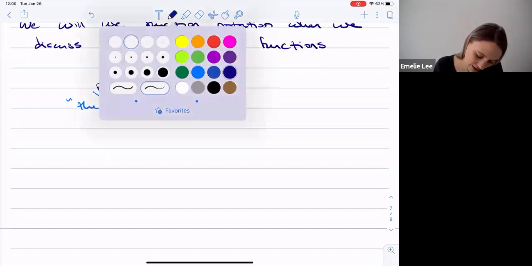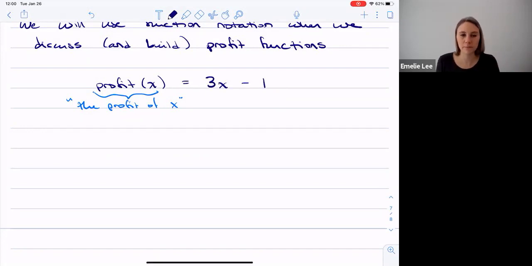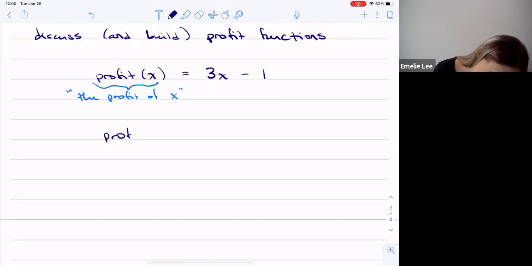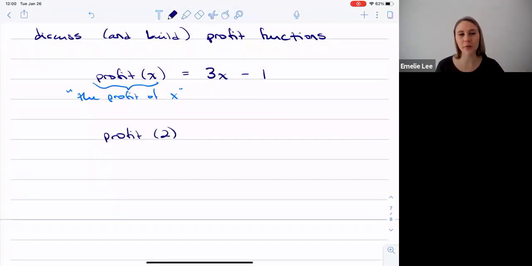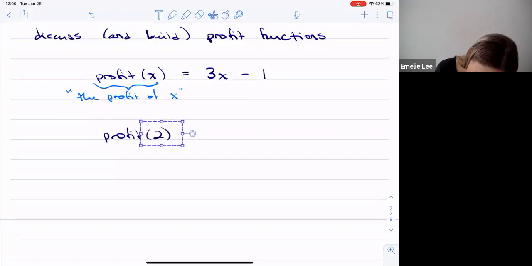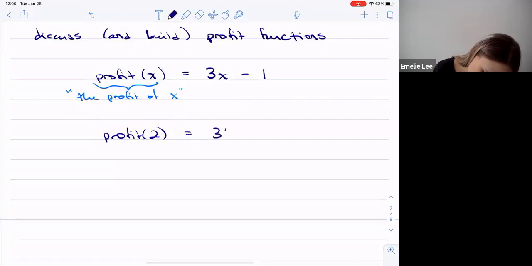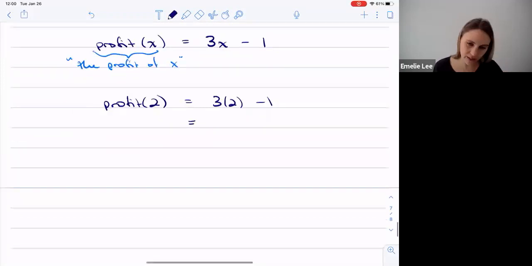Okay. So let's say the profit of x is equal to 3x minus 1, right? Just for a really simplified profit function. Then if I asked you to solve the profit of 2, and these should be squished together, I don't know why I wrote them so lofty, but the profit of 2 is how we read it, and they're smushed together like this, right? Is going to be 3 times 2 minus 1. So the profit, when I produce 2 units, let's say, is going to be 6 minus 1, which is 5, right?